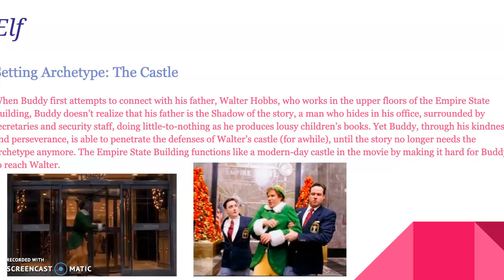The Empire State Building functions like a modern-day castle in the movie by making it hard for Buddy to reach Walter. There are lots of barriers in his way as he's trying to access what could be like a king figure. If you think about Walter up high at the top of that building, in charge, he sort of seems like the king of the castle.